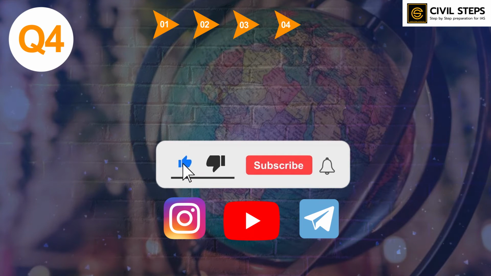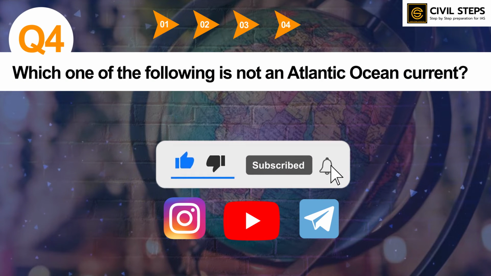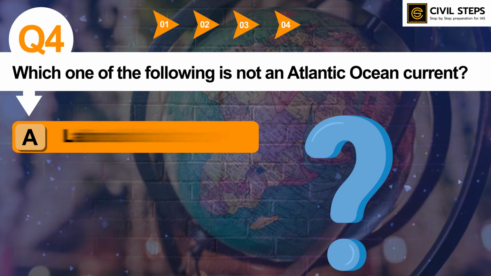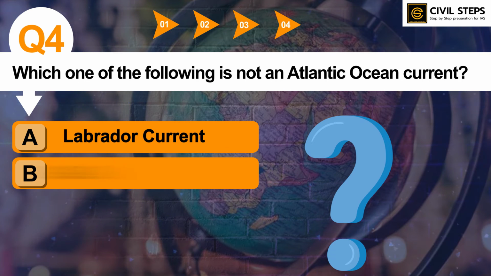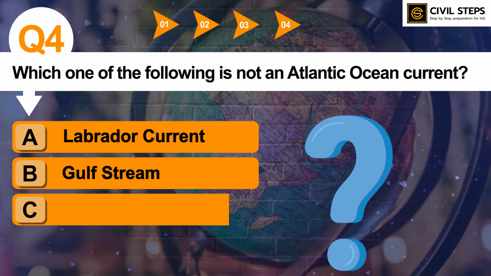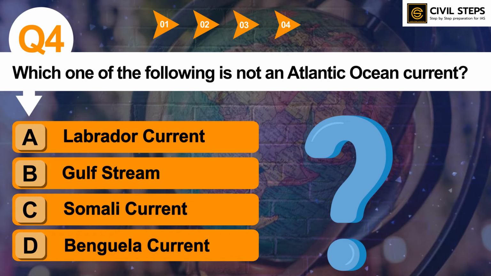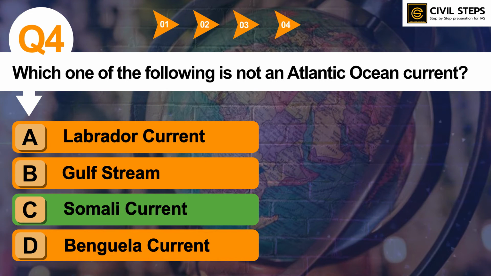So the question number 4 is, which one of the following is not an Atlantic Ocean current? Option A, Labrador current. Option B, Gulf Stream. Option C, Somali current. Option D, Benguela current. So you can write your answer in the comment section. So the answer of this question is option C, Somali current.